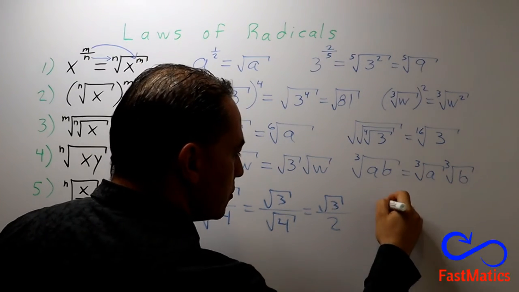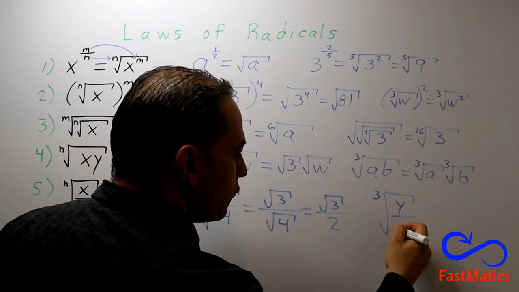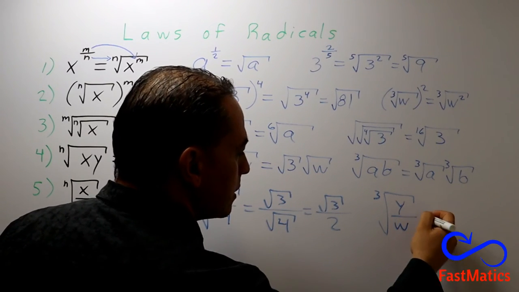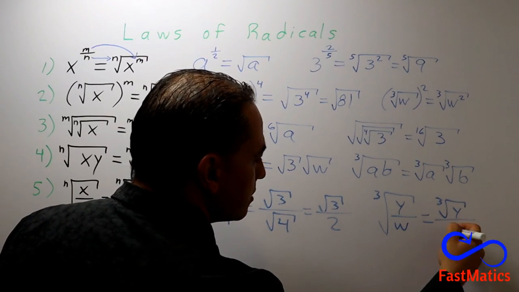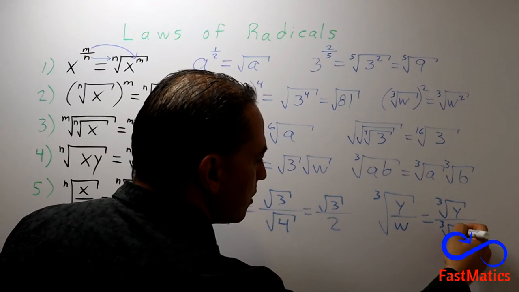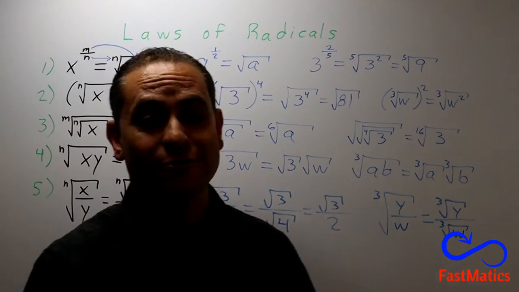Another example, the cube root of y over w is equal to the cube root of y divided by the cube root of w. And those are the properties of radicals, the laws of radicals.